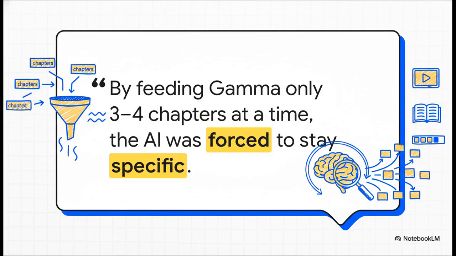And here's the core logic, which is just brilliant. By feeding the AI these smaller, focused chunks of text, we're talking just a few chapters at a time, you're basically putting guardrails on it. It can't just generalize or skip over the important stuff. It's forced to work with the nitty-gritty details you give it, which is exactly what you want.